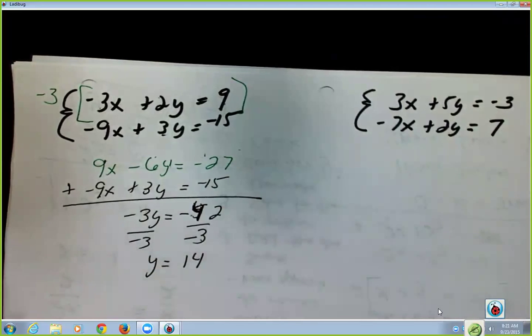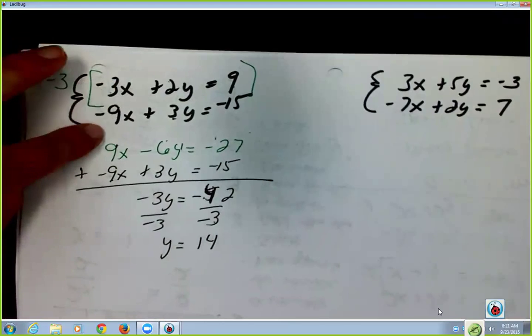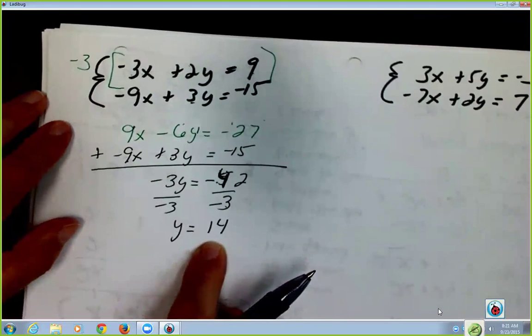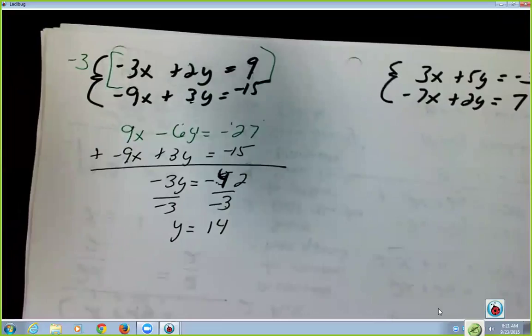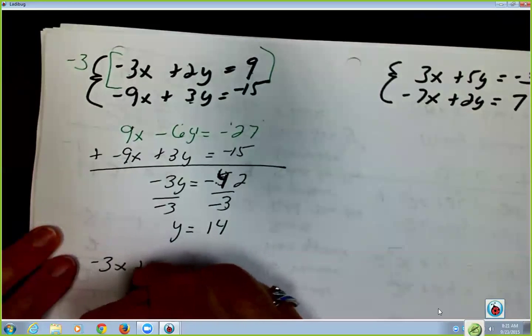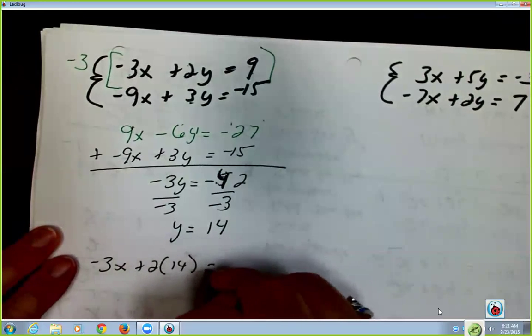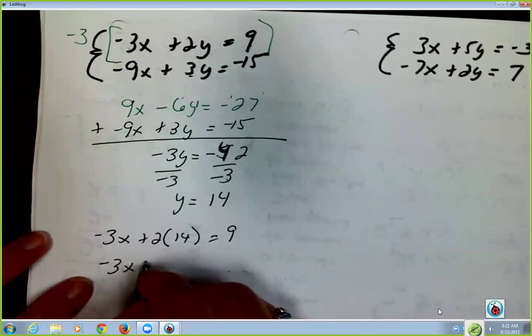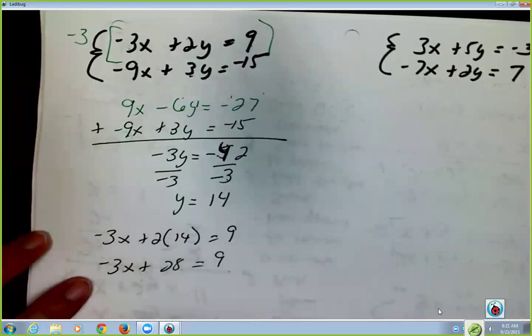So I have one piece. Then I need to go back and figure out which one of the originals I want to plug 14 in and solve for y. So which one do you think we should pick? Does that make any difference? Absolutely not. Either one will lead you to what x is. So we go back. We'll just take the top one, I guess. Negative 3x plus 2 times 14 is equal to 9. Negative 3x plus 28 is equal to 9.